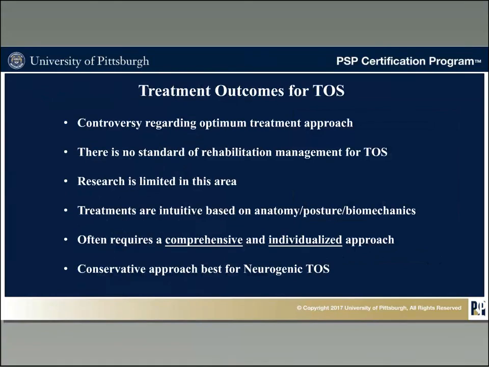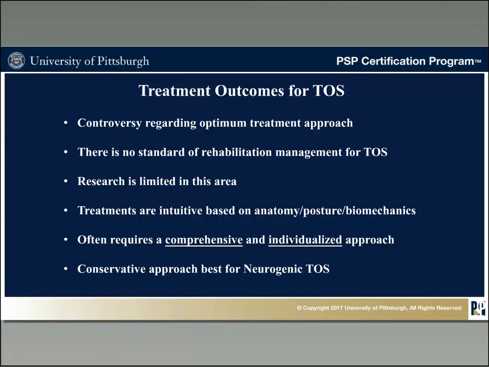In terms of treatments and treatment outcomes for thoracic outlet syndrome, this is a challenging clinical proposition. This is oftentimes a difficult syndrome to manage because it is influenced by a variety of factors, some of which we can influence readily with clinical interventions, some that are not as easy to influence. So again, there's not necessarily a strong consensus out there in terms of what optimum treatments look like. There really is no standard of rehabilitation when it comes to management for thoracic outlet syndromes.